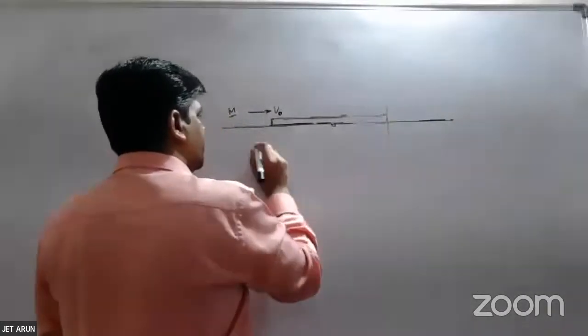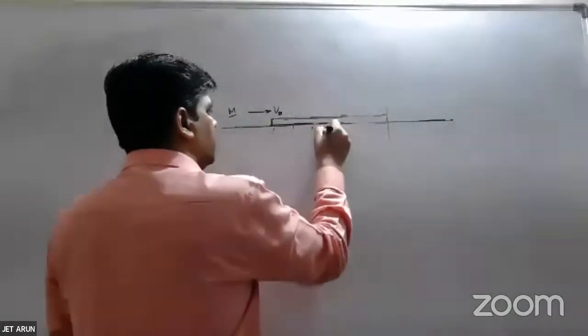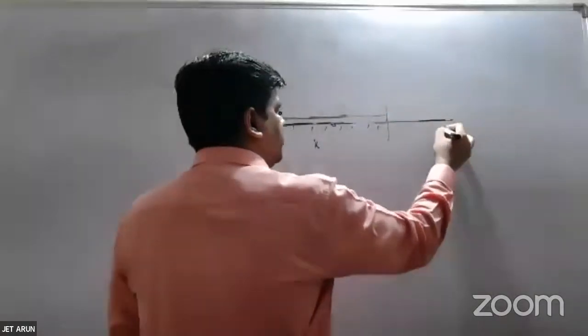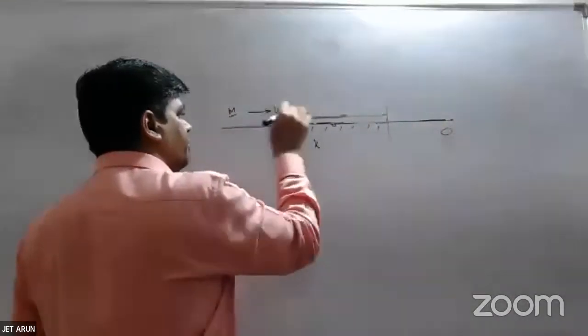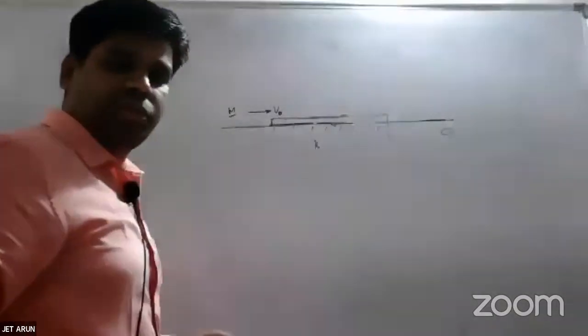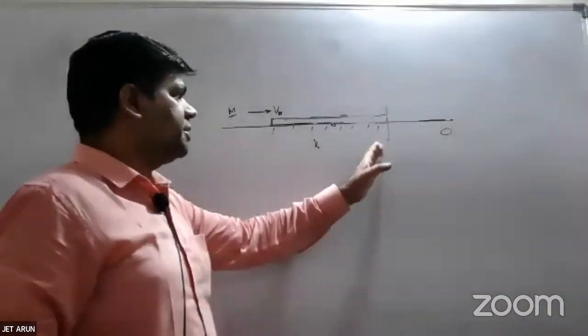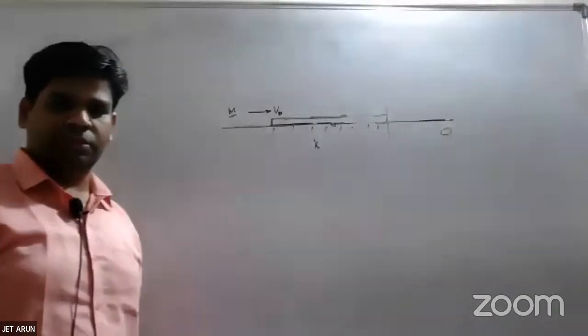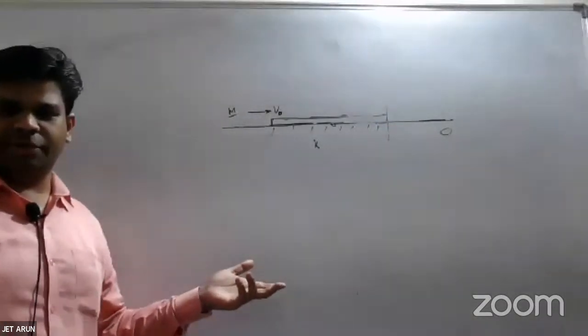Let's say the coefficient of friction over here is mu, and the coefficient of friction over here is 0. Now I project a velocity v0. I have to find the velocity such that it completely enters into this frictionless surface. All right, you just practice. If you want, you can try.